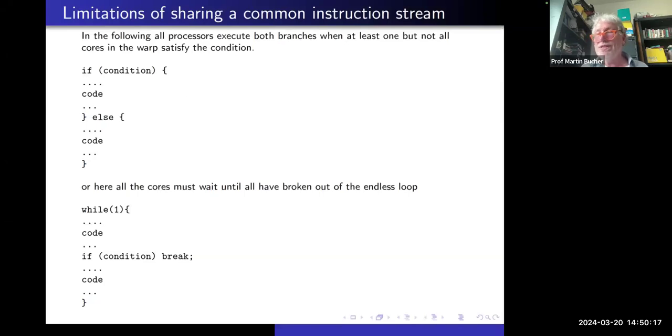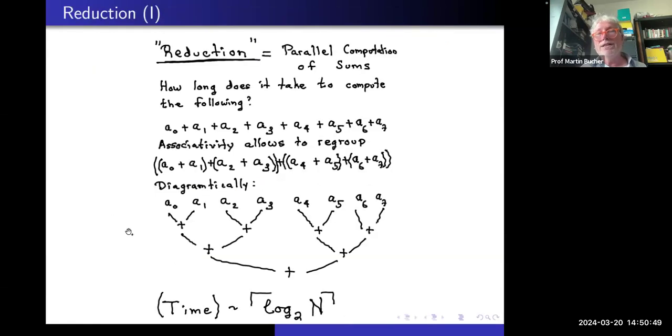So this is an inherent limitation, or one of the trade-offs. You have a fixed number of transistors, and you can either have individual processors that have more capabilities, or you can share this instruction stream.